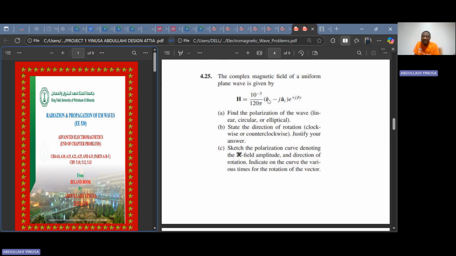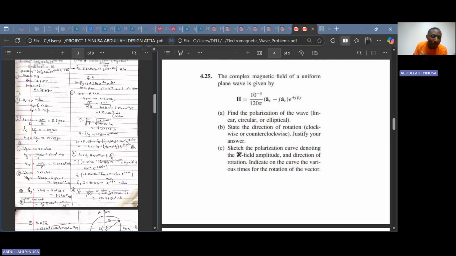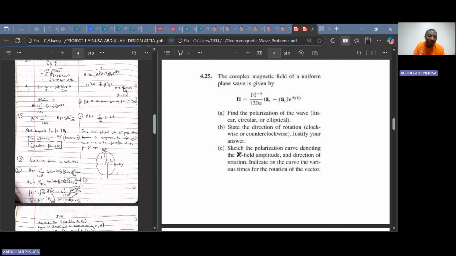Because Ax is leading by 90 degrees, it means Az is lagging behind Ax by 90-degree phase. So it is clockwise, circular, right-handed polarization. This also asks to sketch the polarization curve, which I'm going to show you. That's 4.25. See, it is circular polarized and right-handed. It is clockwise because X leads Z.